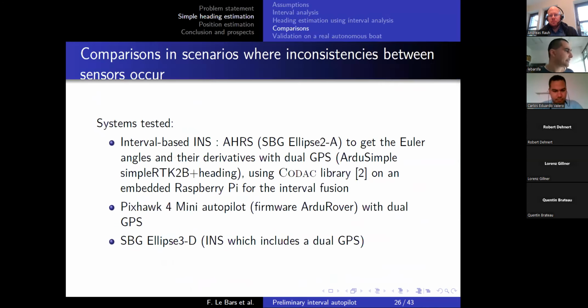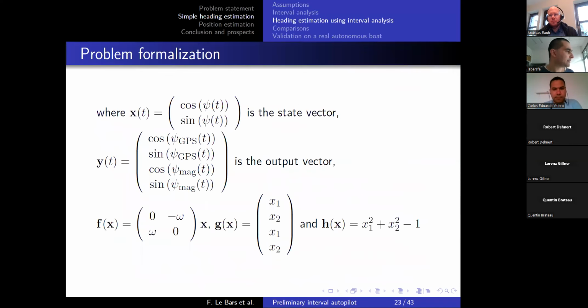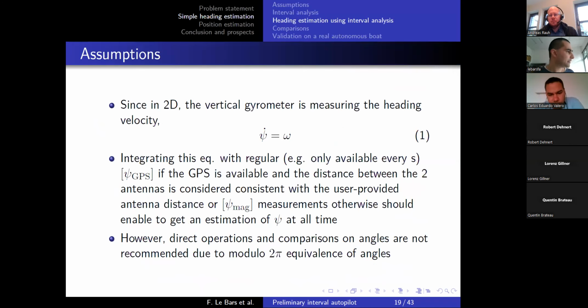Okay, so in the specific problem of heading estimation, what we considered is that we had 3 sensors that help for the heading estimation. The first one is the odometer that needs a model to integrate. Then we have the dual GPS antenna, which is able to give an absolute heading information, and also the magnetometers. So in this case, we have 3 sensors.